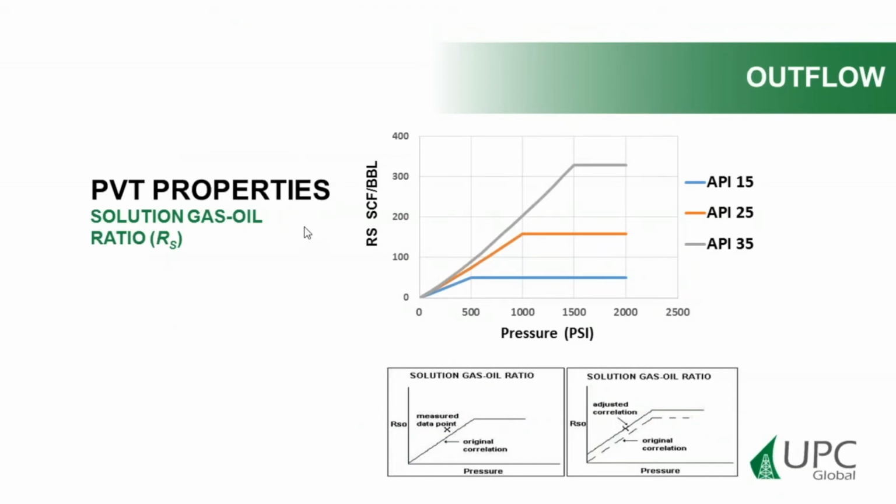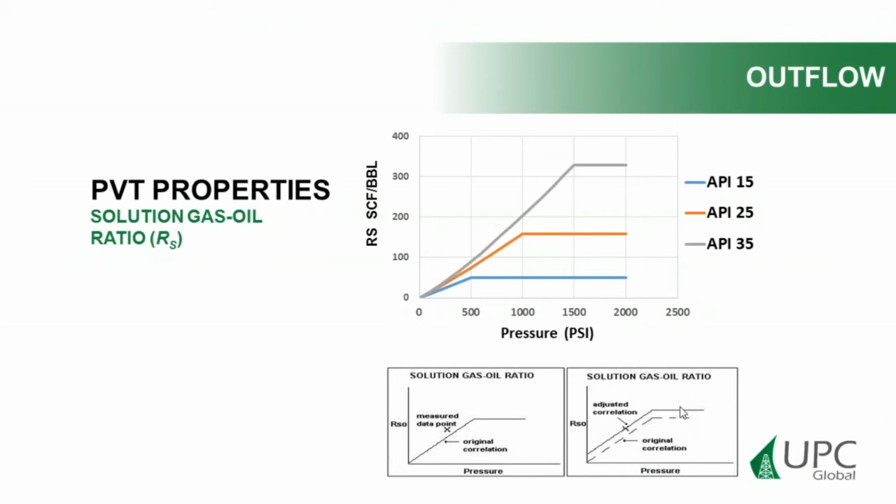Especially take care with the solution gas. Just to show you how it changed for the API: light oils have higher bubble point pressures and higher solution gas. Heavy oils have lower bubble point pressure and lower solution gas. You have the original PVT correlation, or you can use an equation of state if you have the composition.